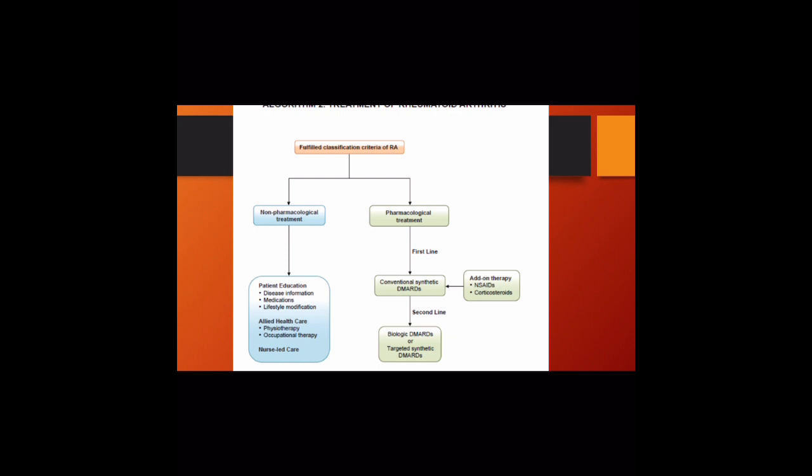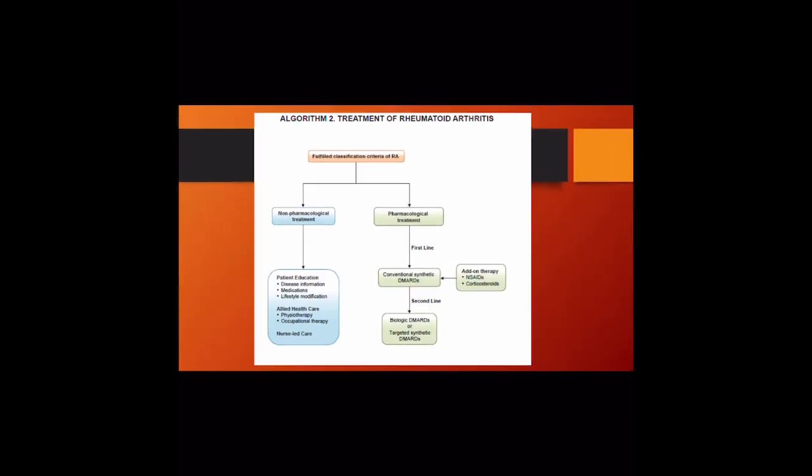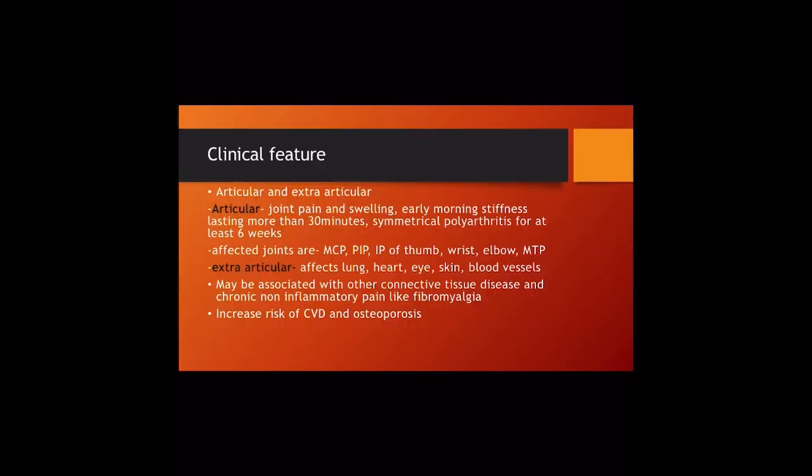Besides that, we have another treatment, which is the most important treatment for rheumatoid arthritis, the pharmacological treatment. The first line is always the conventional disease-modifying anti-rheumatic drugs. Add-on therapies are NSAIDs and corticosteroid, and I'll explain all this further later in my coming slides. Besides the conventional, we have biological and targeted synthetic disease-modifying anti-rheumatic drugs.